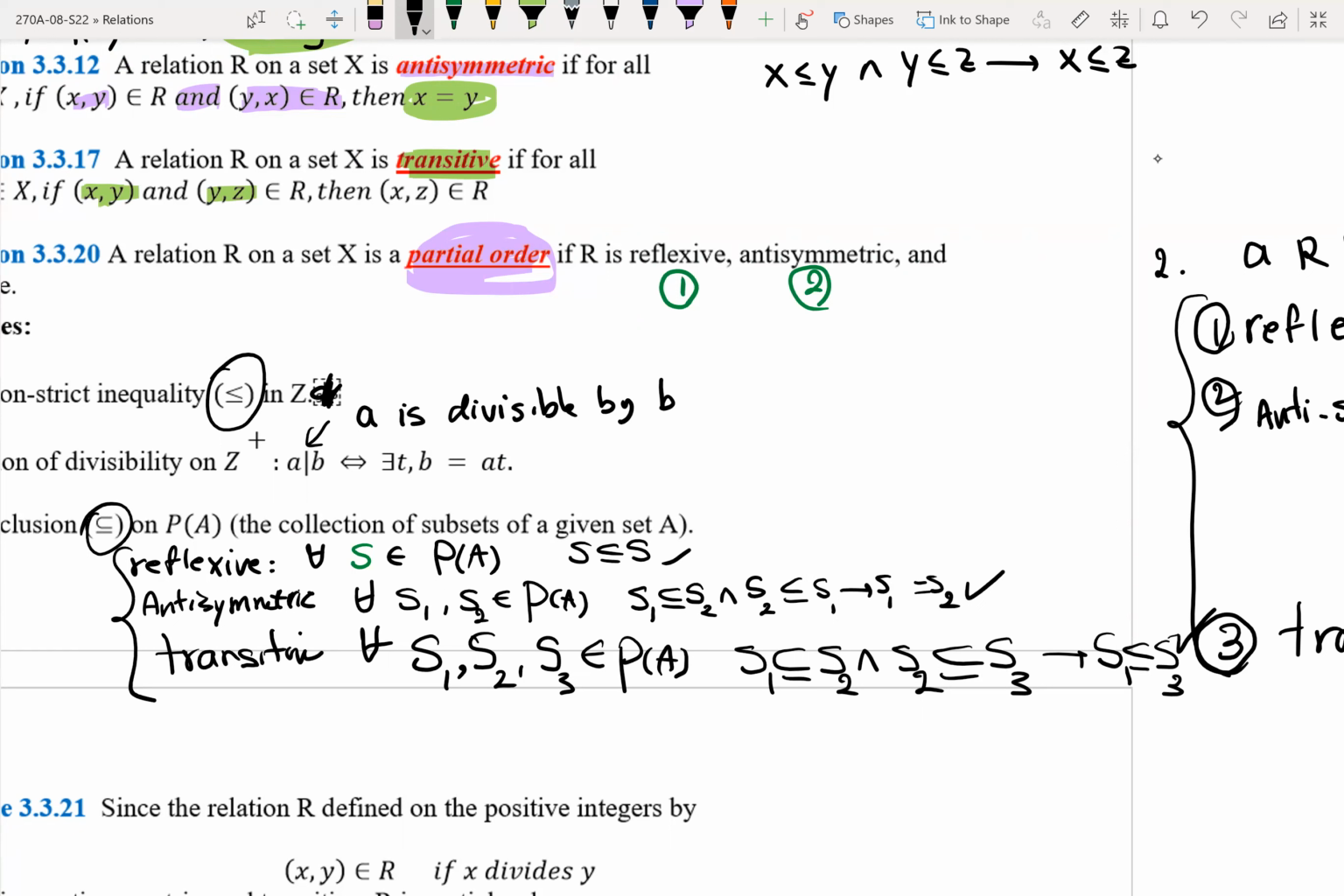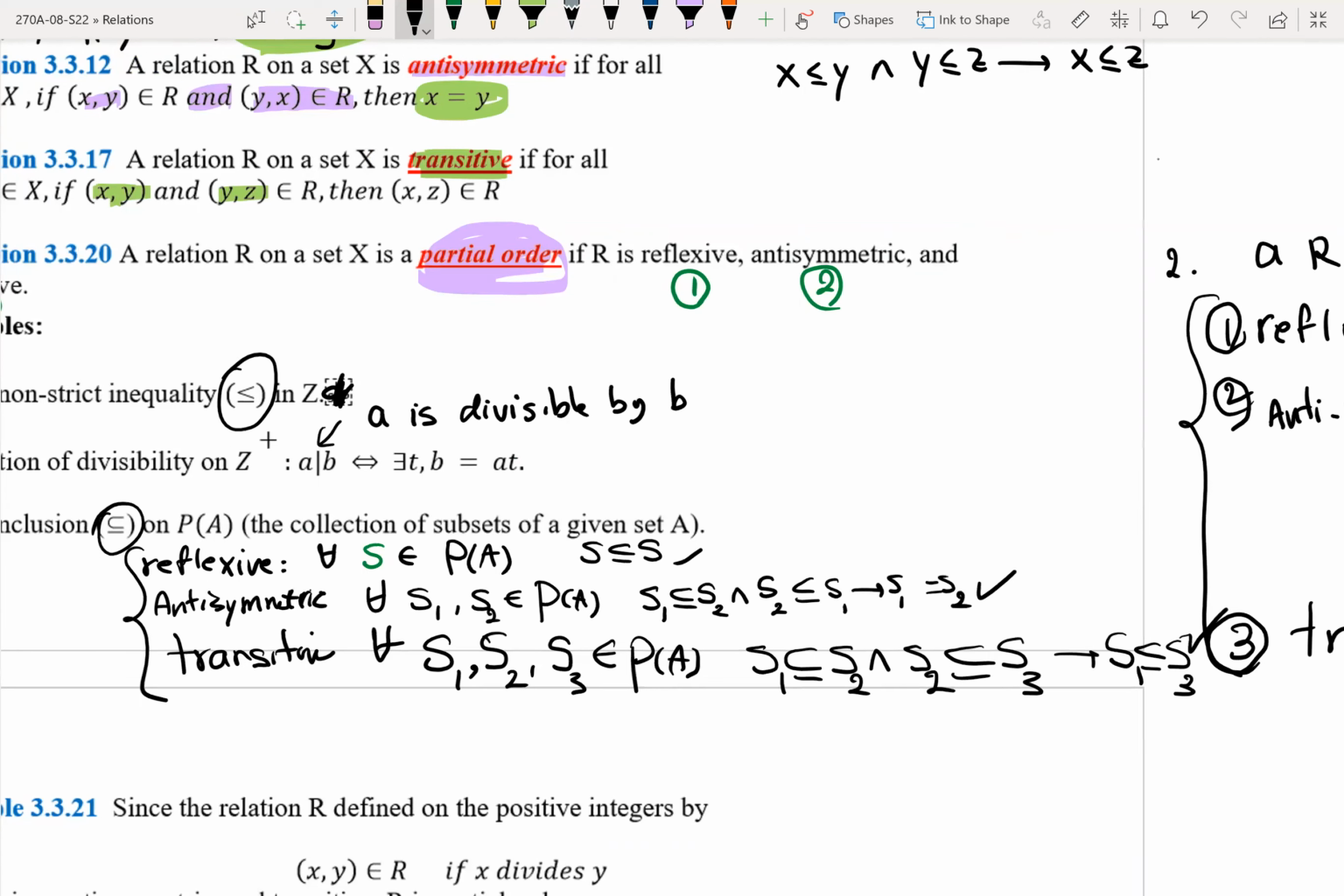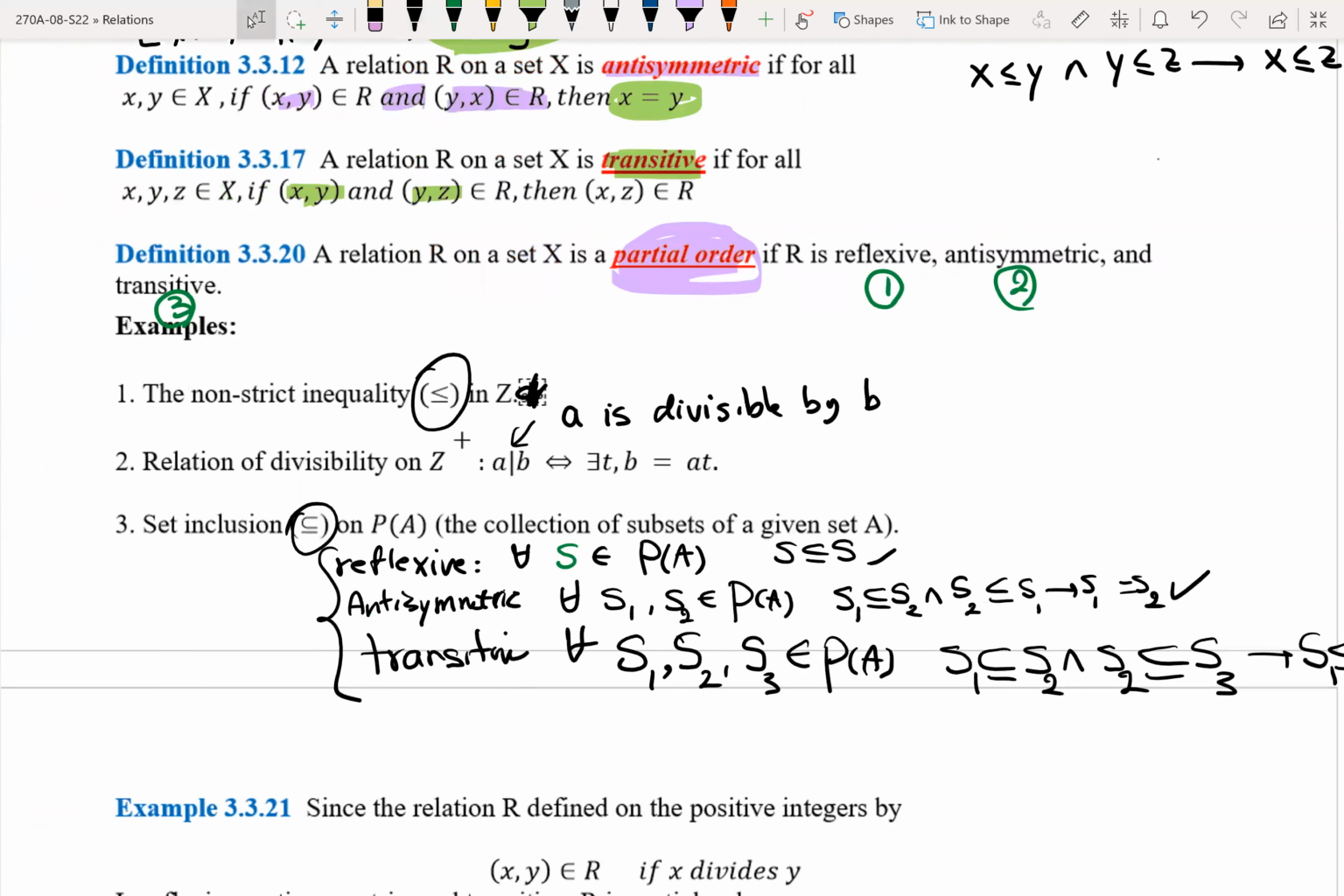Yes. Transitive, number 3, you mean transitive or what? No. The question, read the question. Question? Yeah, so I'm not sure how to read this. Set inclusion. Set inclusion means just subset. So set inclusion is the relation, the name of the relation. The name of the relation is set inclusion, which is the same as subset.